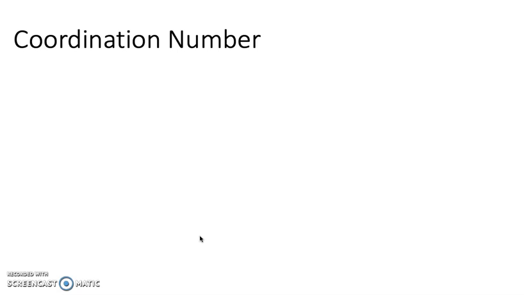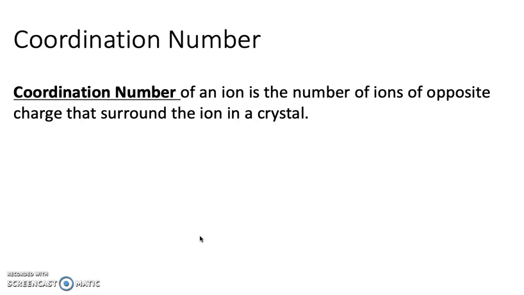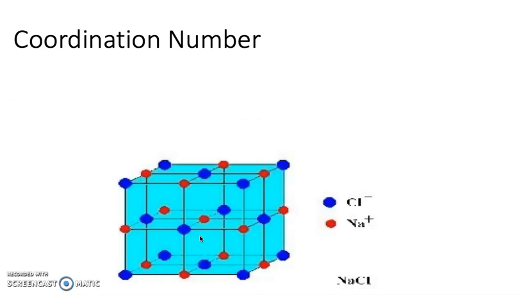Now, the last term is something called coordination number. This is interesting. The coordination number of an ion is the number of ions of opposite charge that surround the ion in a crystal. So let's take a look at salt, NaCl. I don't want to get too deep into this, but let's just look at one. You'll understand them all. Here we have the crystal of salt.